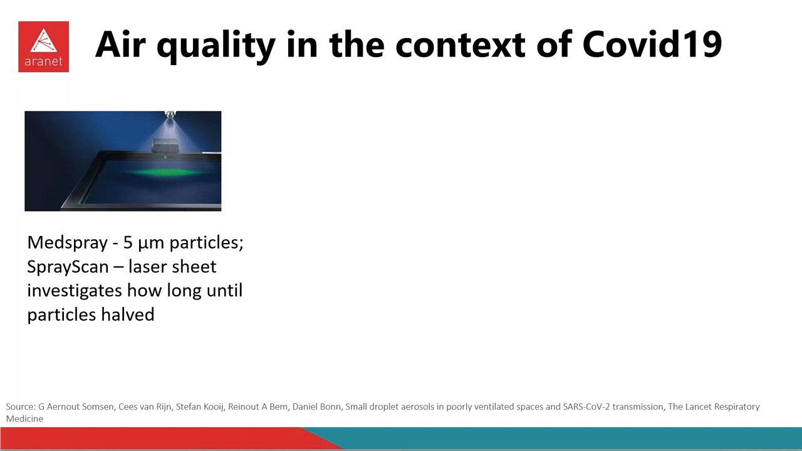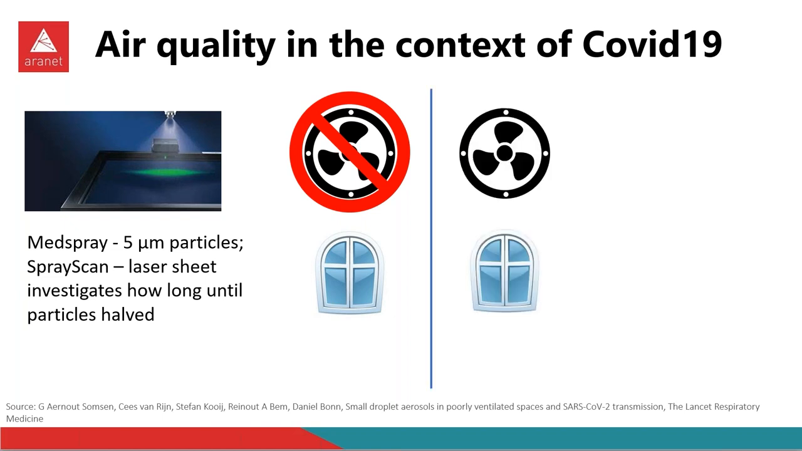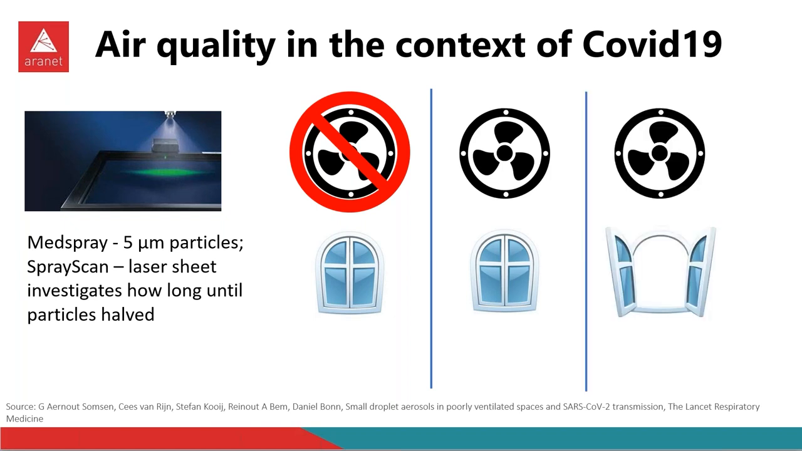So essentially what they found is, and they explored three different scenarios. The first scenario was a room without ventilation and closed windows and doors. The second one was with ventilation, but still with closed windows. And the third kind of room where they investigated this was with full-on ventilation and with open windows.